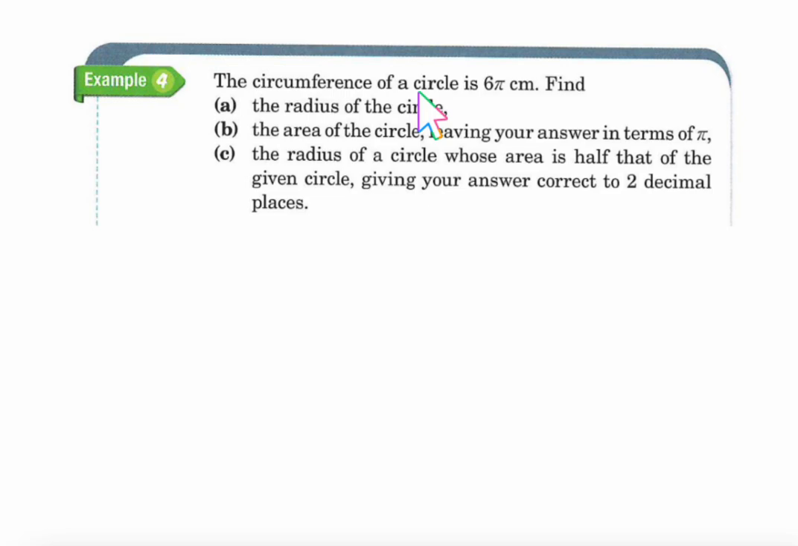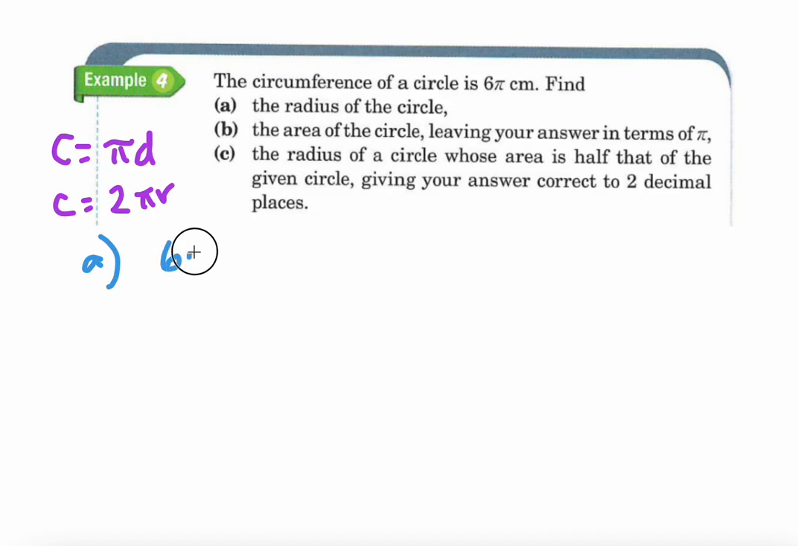All right, so the circumference, let's write down the circumference's formula. Circumference is pi times d, or 2 pi r, right? So if they want to find the radius of the circle, I actually want to use that second formula, because it already has r in the formula. Okay, so circumference is 6 pi. So instead of C, the circumference, I'm going to write 6 pi. 6 pi equals 2 pi r.